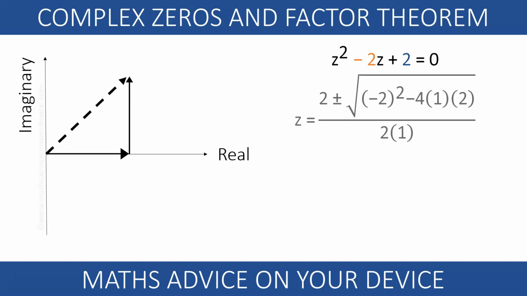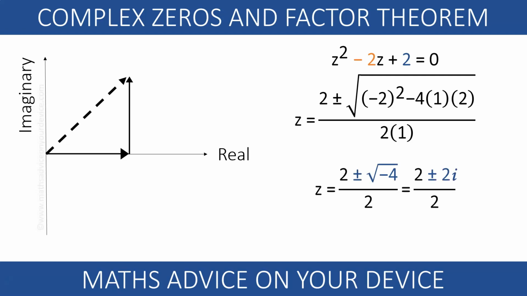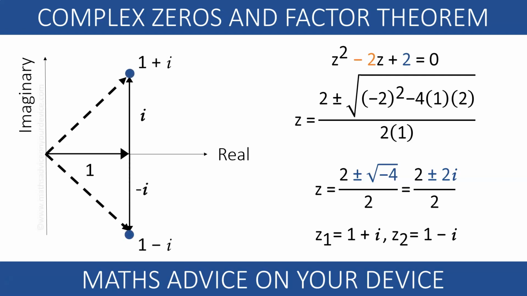Substituting a equals 1, b equals negative 2, and c equals 2, carefully, the discriminant inside the square root, b squared minus 4ac, is negative 4. This has two complex roots, plus and minus 2i. Dividing both the real and the imaginary part by 2, we obtain 1 plus i and 1 minus i. Our two complex solutions come in conjugate pairs as we expected.